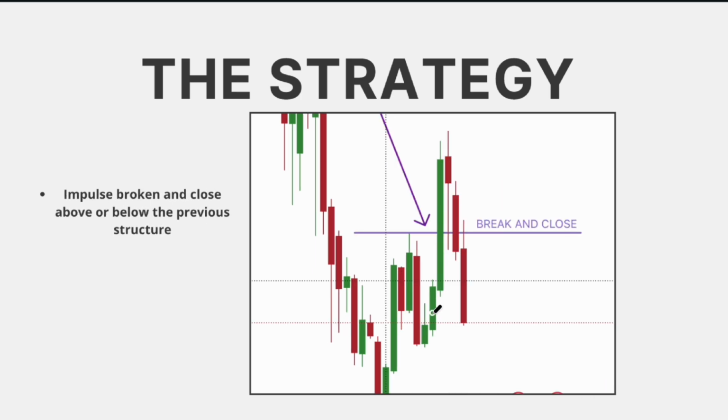Next, impulse. So this was our impulse, it needs to break and close above the highest point of the previous structure. Because the trend is a bullish trend, so an uptrend, we need our impulse to break and close above the highest point of the previous structure. And you can clearly see this candle broke and closed above the highest point of the previous structure.